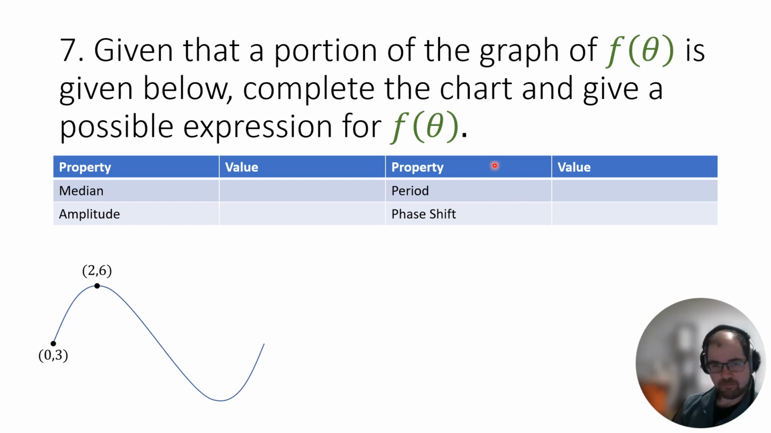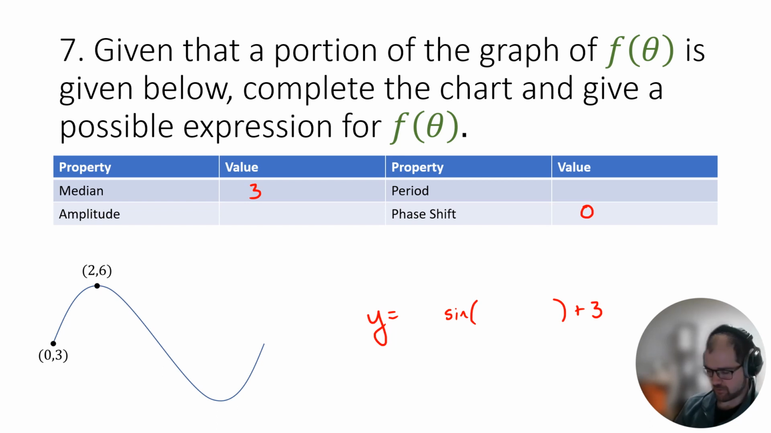All right, now we have a picture of a graph, and we're supposed to figure everything else out. So we appear to have a positive sine shape. Sine curves start at their median, so that's 3, because we see that it starts at a height of 3. Also, there is no phase shift.